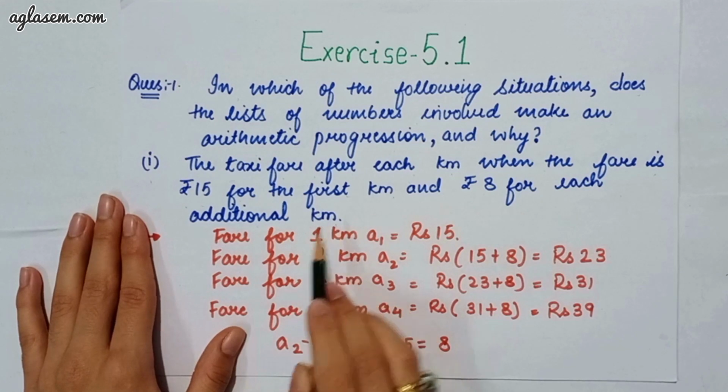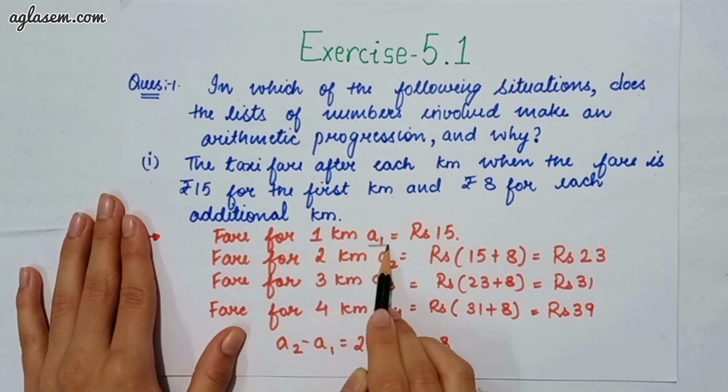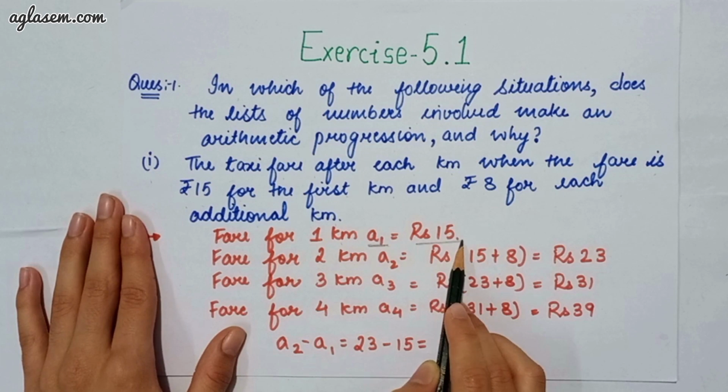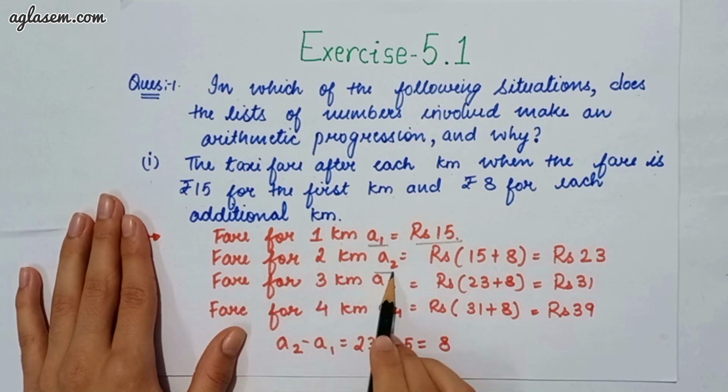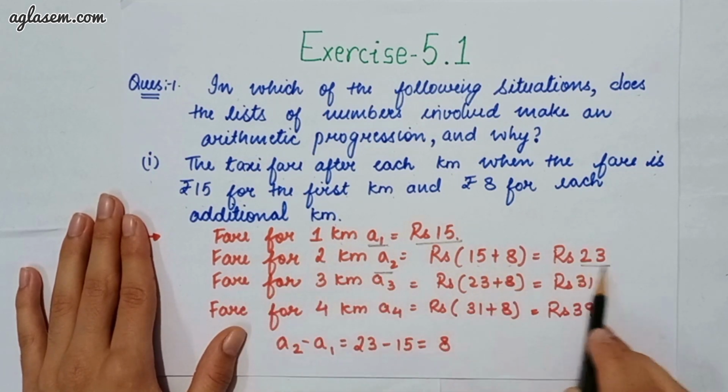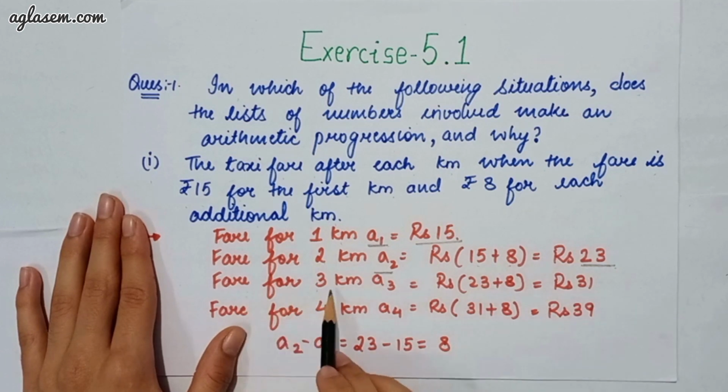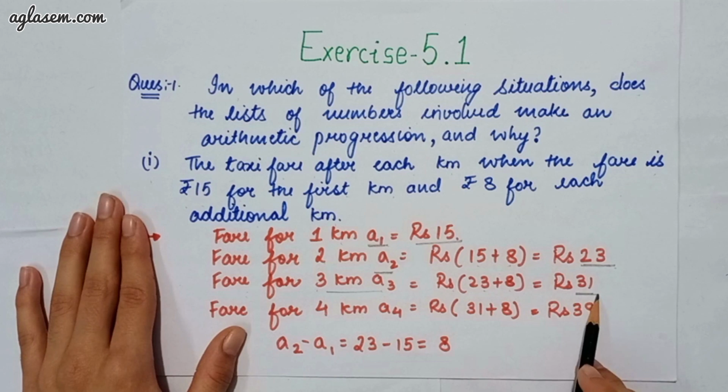So the answer is fare of 1 kilometer, that is A1, is equal to rupees 15. Fare of 2 kilometers, that is A2, which is equal to 15 plus 8, that is rupees 23. Fare for 3 kilometers, that is A3, which is equal to 23 plus 8, that is 31. Fare for 4 kilometers, that is A4, which is equal to 31 plus 8, that is 39 rupees.